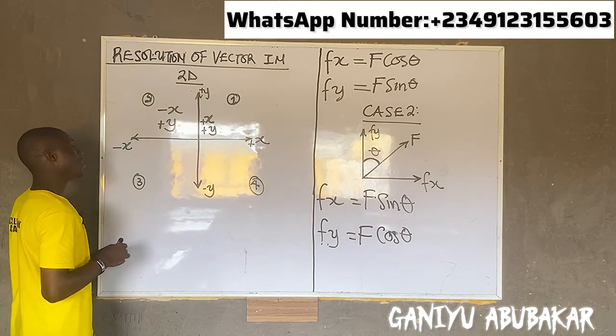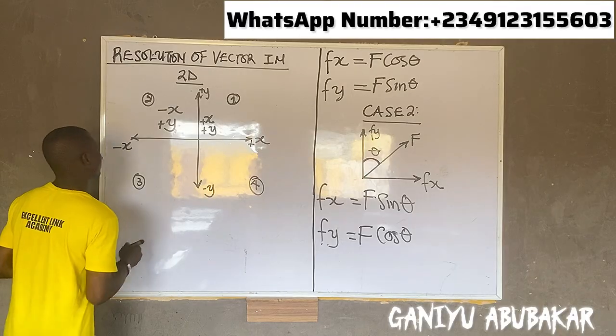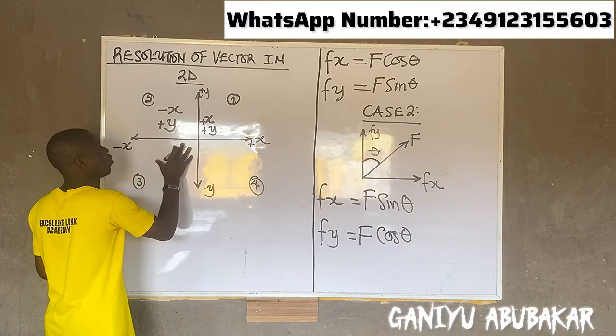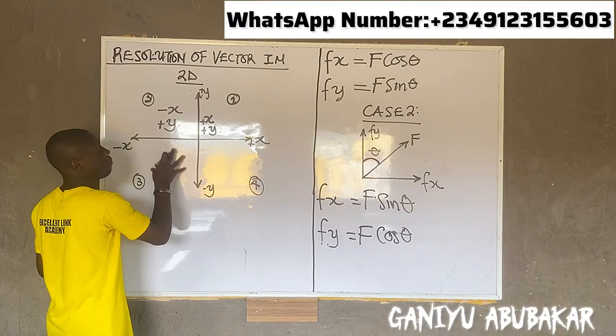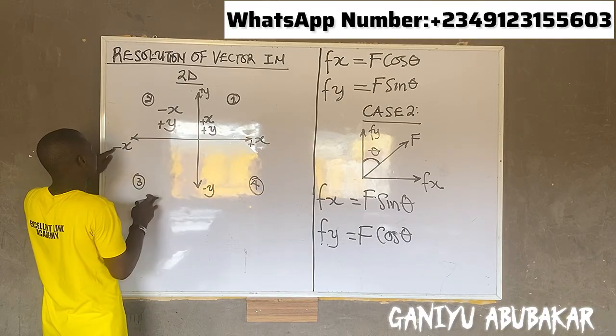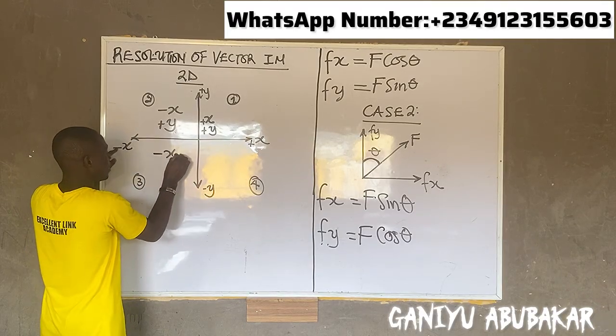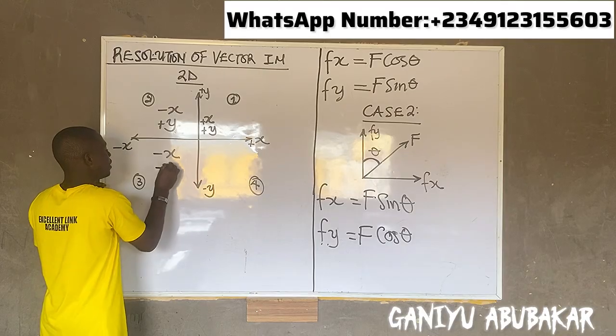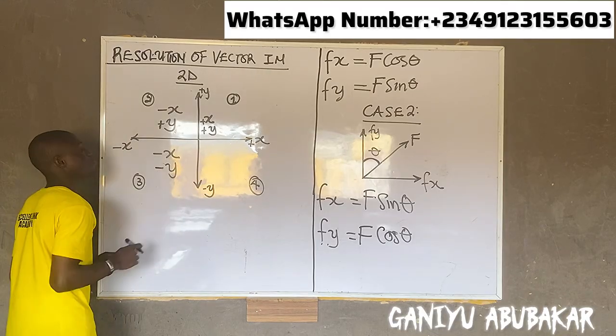To quadrant 3. If I have a force and angle at quadrant 3 and I resolve them, it means my F of x becomes negative x, and F of y becomes what? The negative y as the value.